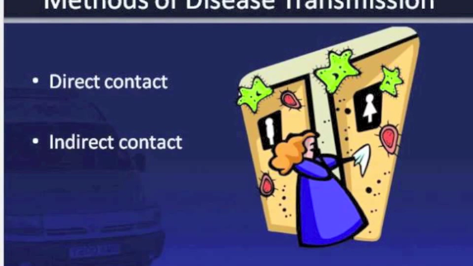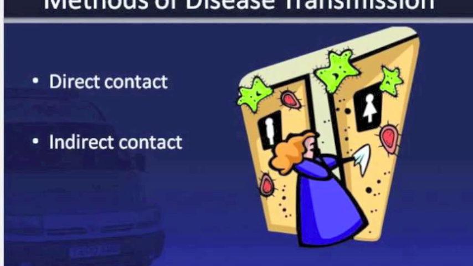Direct contact would be if you directly come in contact with those pathogens. For example, if a patient coughs directly in your face, something along those lines. Somebody's blood comes in contact with your mucous membranes. Various ways that the pathogen directly comes onto you from another patient.